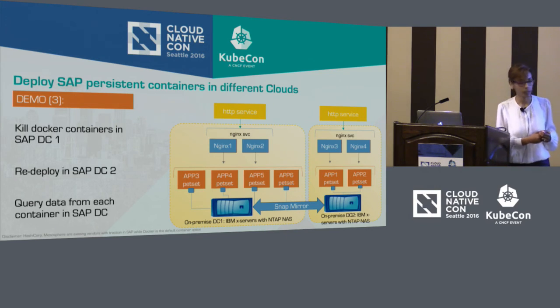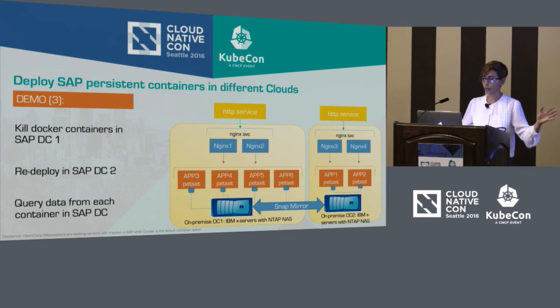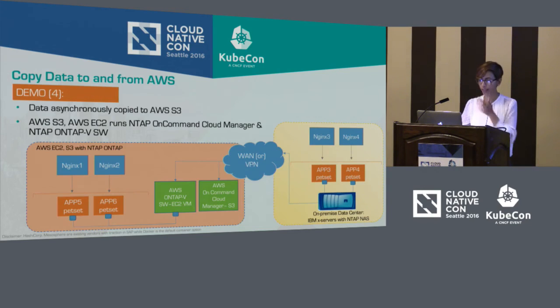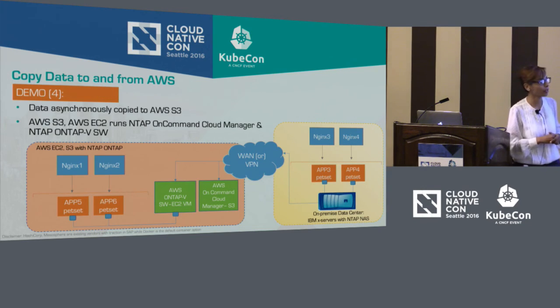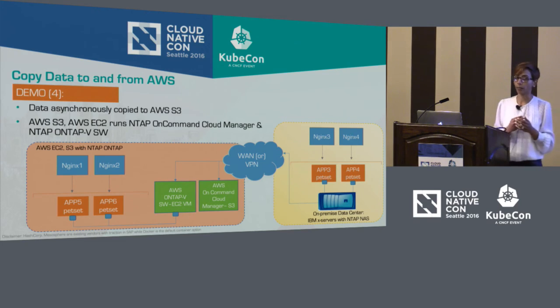And then all we did is we killed app 1 and 2 in the primary data center and brought it up in the secondary data center. So that was clear through our first demo. The second thing that we tried to do was the Amazon demo, right?